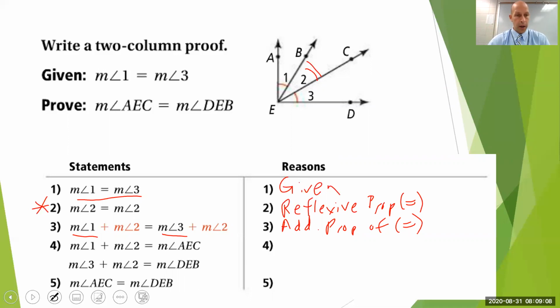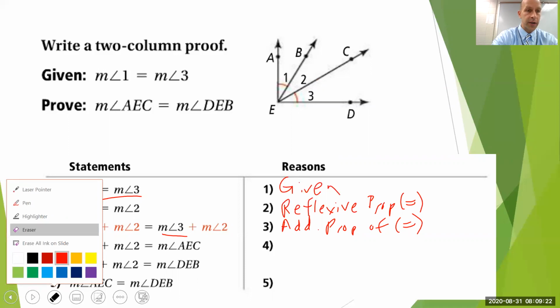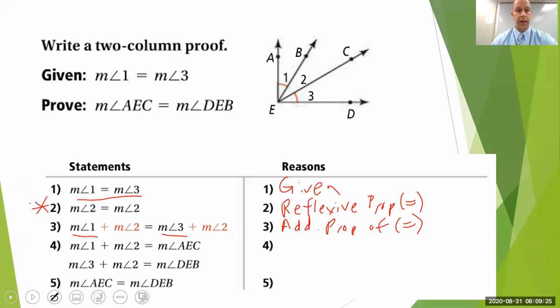All right, so number 4 now has 2 statements. Since these 2 statements are using the same reason, you can actually combine them. Now I'm going to erase what I have up here for a second. Here's what step 4 says. Step 4 says that the measure of angle 1 plus the measure of angle 2, that's this guy right here, equals the measure of angle AEC. Let me make 2 marks there. Why are those 2 angles added together? Their measures equal angle AEC.